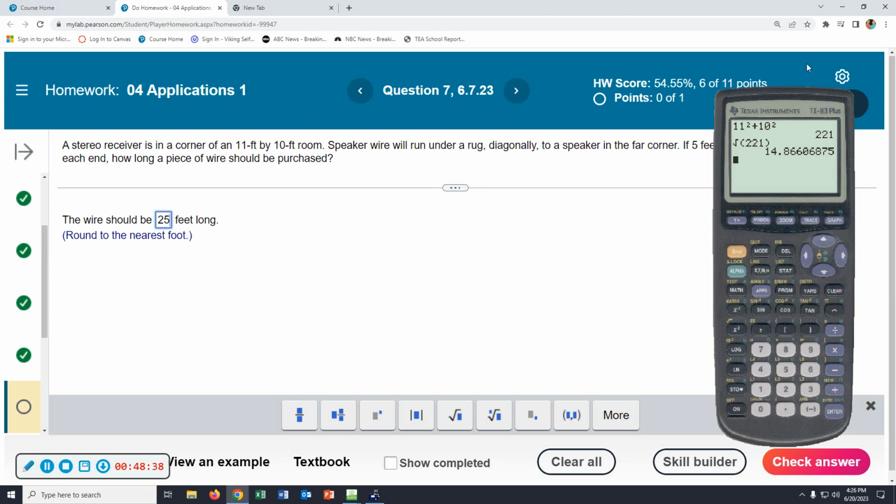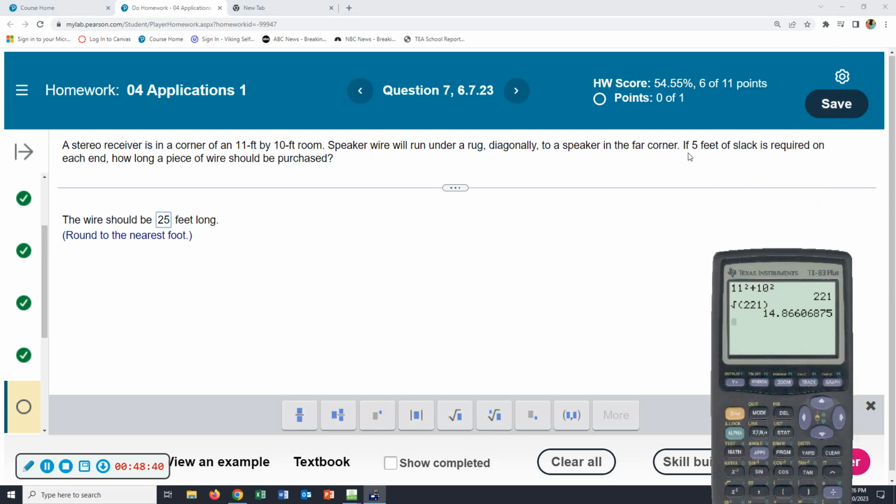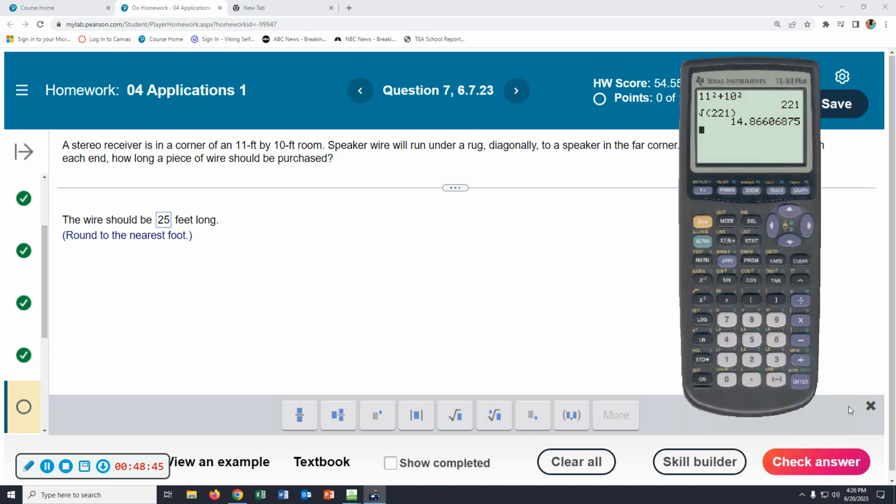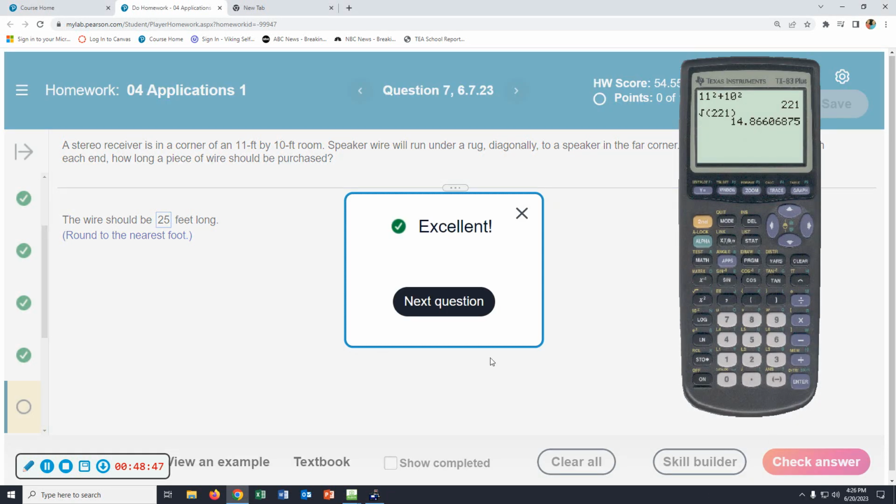And again, why am I saying 25 rather than 15? Because it says 5 feet of slack is required on each end. Okay.